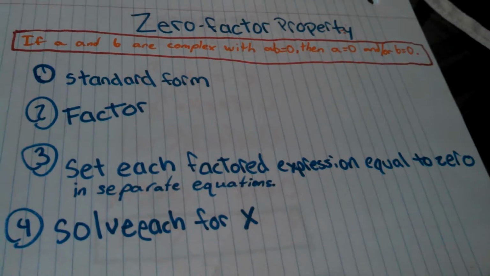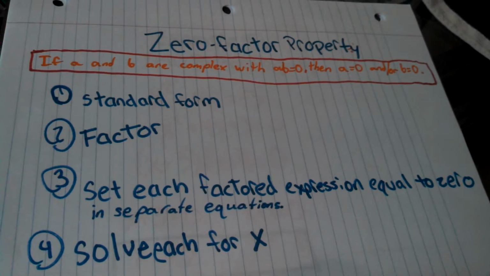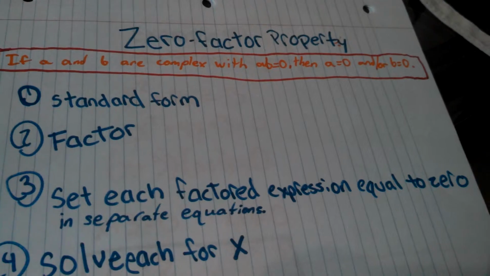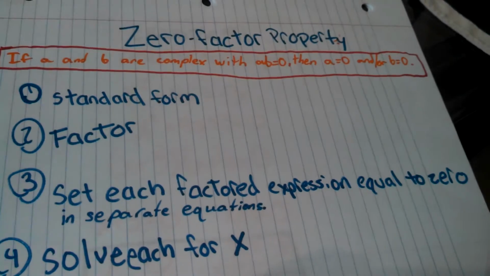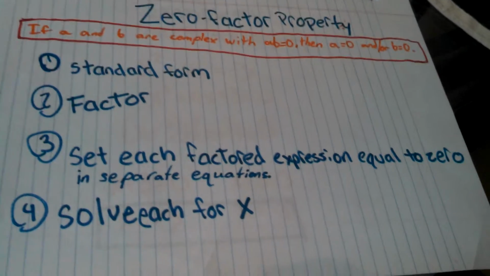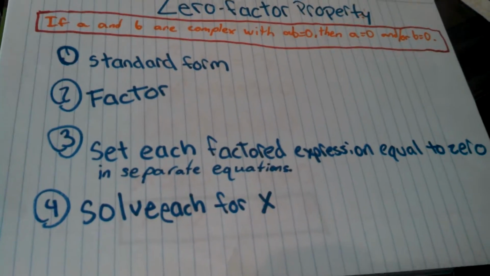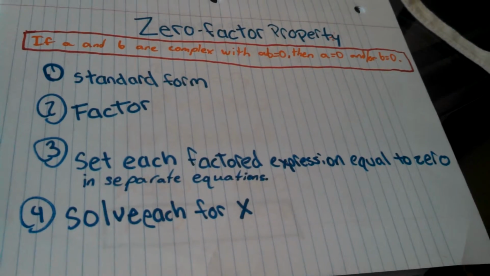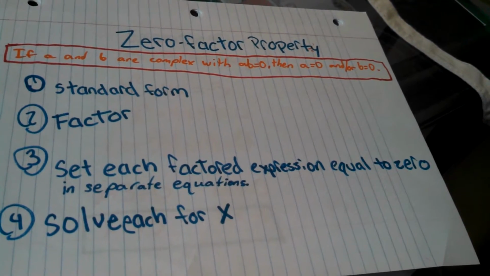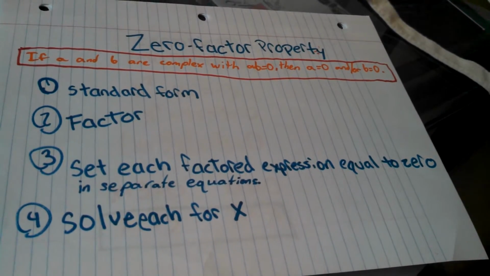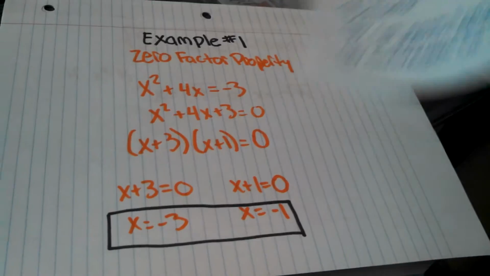The zero factor property states that if a and b are complex with a times b equaling 0, then a equals 0 and/or b equals 0. The first step of using the zero factor property to solve a quadratic equation is putting the equation in standard form. Then you factor. Once you have factored, you set each factored expression equal to 0 in separate equations, and then you solve each equation for x.